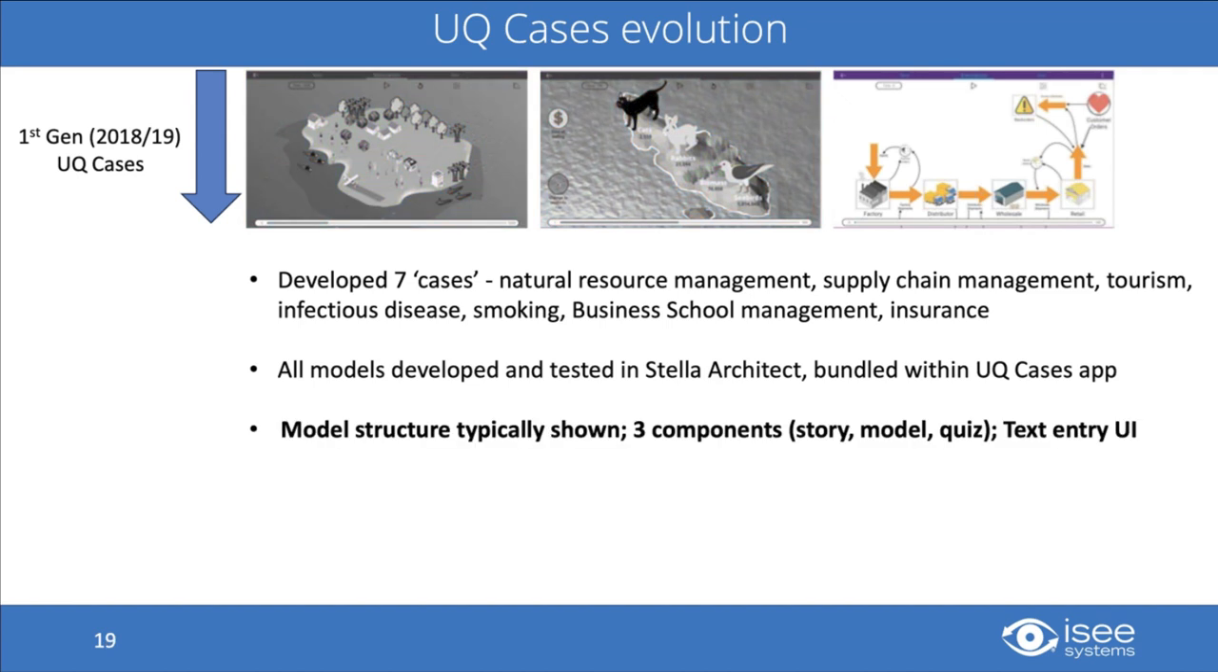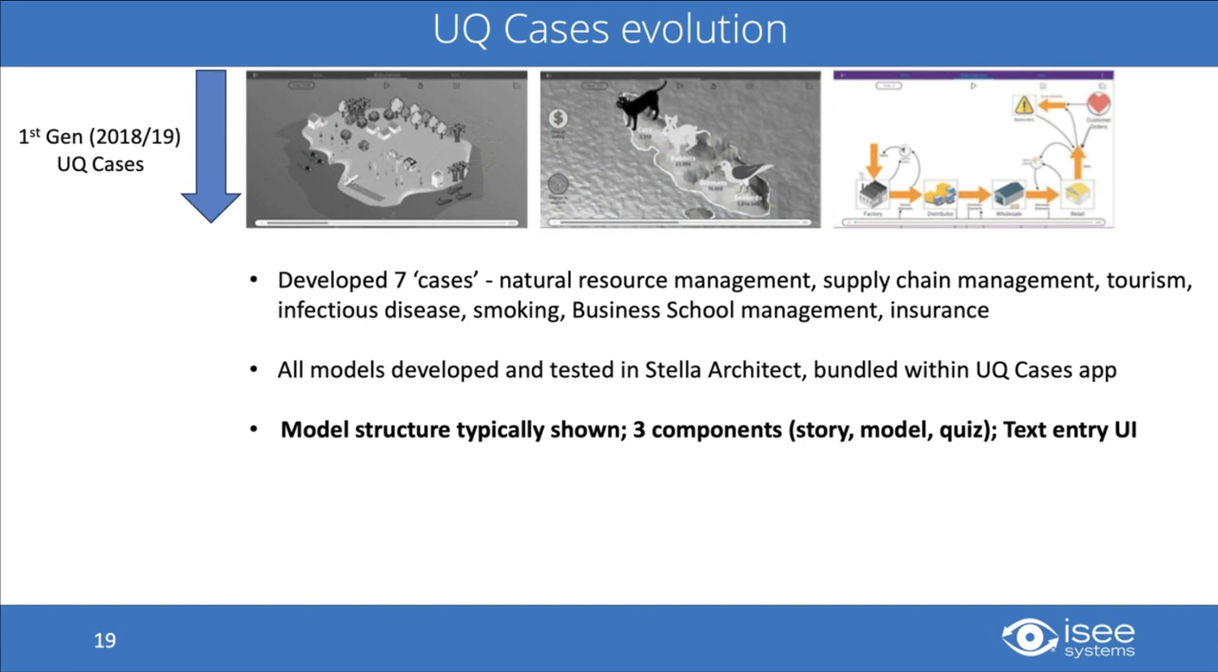Some of the common features. When we developed this, we set this framework. We would typically show the model structure. And actually, I'll start with the second part. There are three core components. There's a story, and we always feel, and I think this is fairly widespread, that storytelling and a strong narrative is really important in system dynamics modeling. What is the story you're trying to tell? What is the story you're supplementing with your model? The model itself is this interactive tool that you can engage or interact with the story, and then a quiz to provide a level of testing your understanding of the case itself.